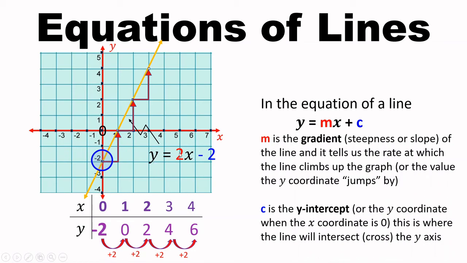Y equals the jumping number, the gradient, 2x, plus the y-intercept, which in this case is a negative number, and plussing a negative means minusing. So y equals 2x minus 2. Take a minute to copy that down, including the diagram and the note, and make sure it's really clear to you before we go on to the practice exercise.